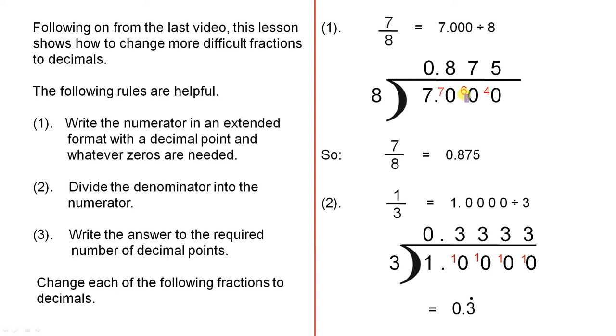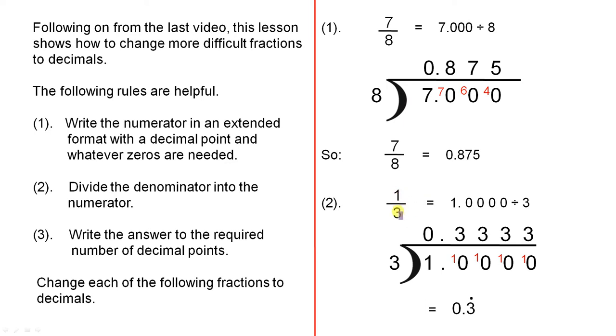So we put the 6 there. 8 into 60 goes 7, because 8 sevens are 56. We have 4 left over. 8 into 40 goes 5, and that's perfect. Even division, no remainder. So have a look at what we have here. 7 over 8 is 0.875. That's a very neat little answer there. Let's look at some ones which are slightly more challenging, but the process is the same.